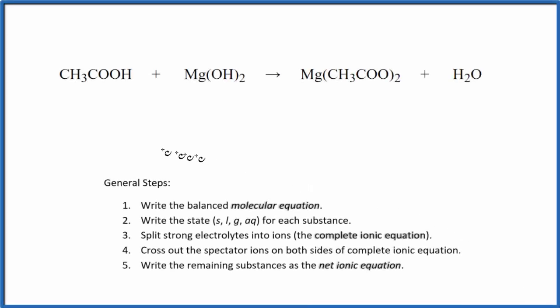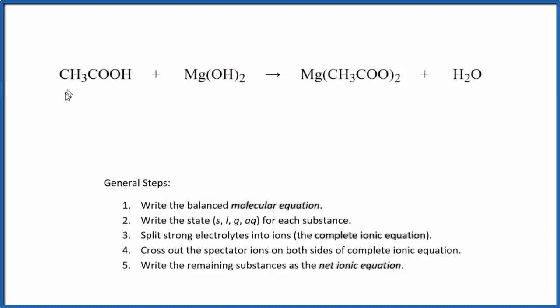In this video, we'll write the net ionic equation for CH3COOH plus Mg(OH)2. This is acetic acid plus magnesium hydroxide. One thing to note before we get started, though, is that acetic acid is sometimes written this way. There's the same number of atoms in each one, just a different way to write it. We're going to go with this, though.